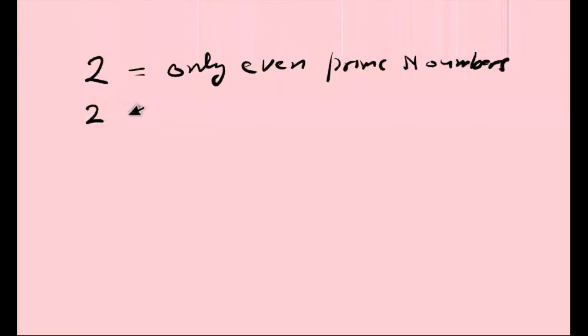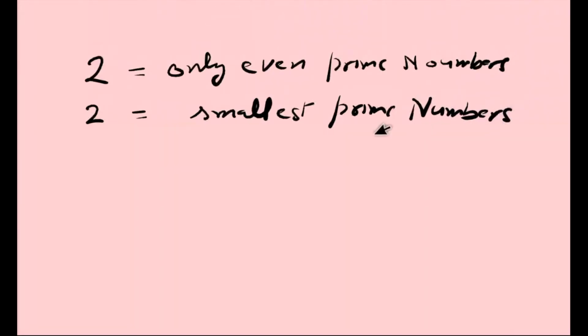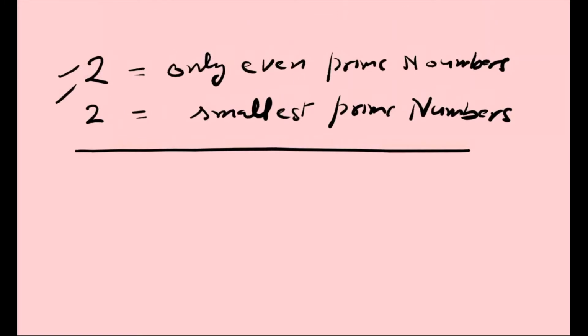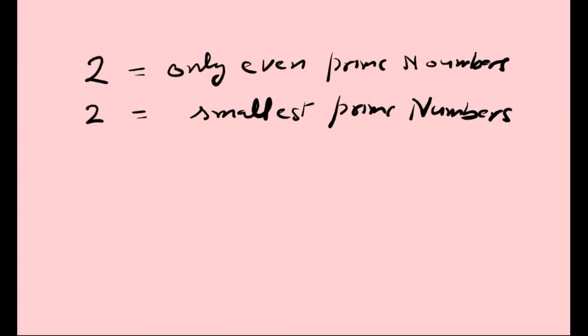And 2 is the smallest prime number. Okay, these two facts you have to learn very carefully: 2 is the only even prime number and 2 is the smallest prime number. Okay, so now we will tell you about composite numbers.